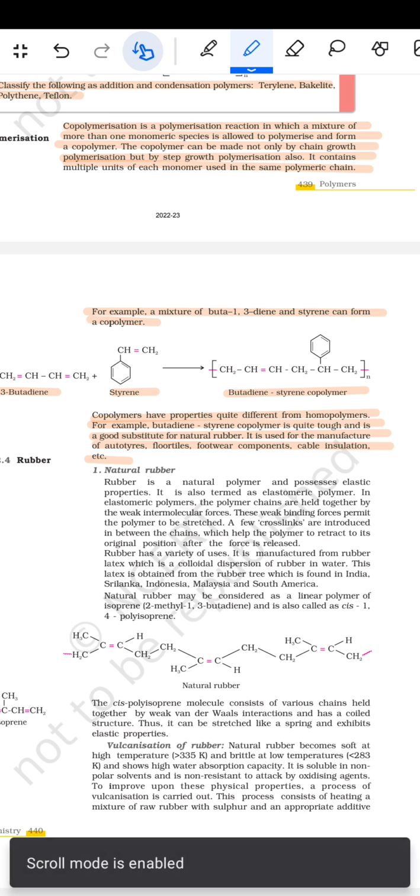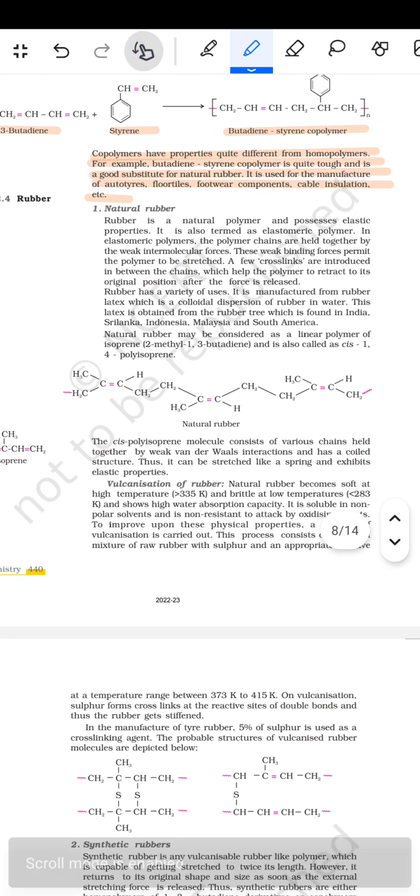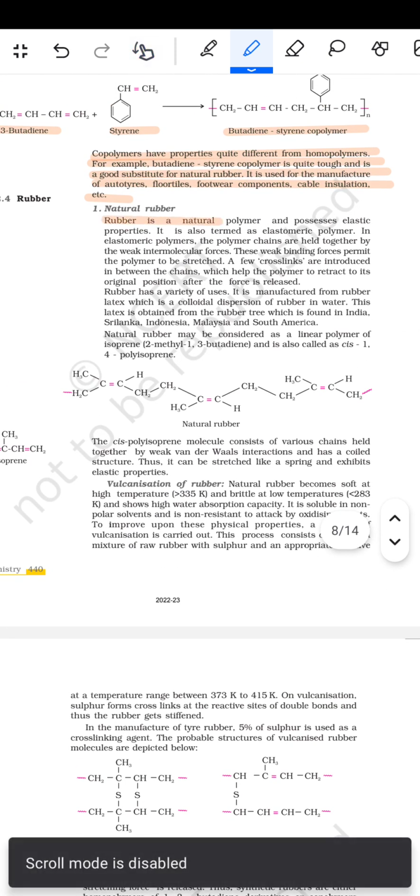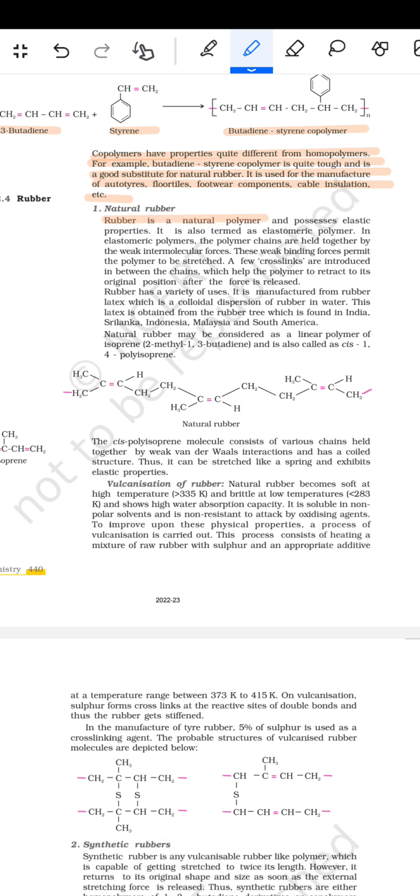फिर आता है उसके बाद रबर. तो नेचुरल रबर. Rubber is a natural polymer and possesses elastic property. It is also termed as the elastomeric polymer. In elastomeric polymers, the polymer chains are held together by weak intermolecular forces. These weak binding forces permit the polymer to be stretched. A few cross links are introduced in between the chains, which allows the polymer to retract to its original position after the force is released.